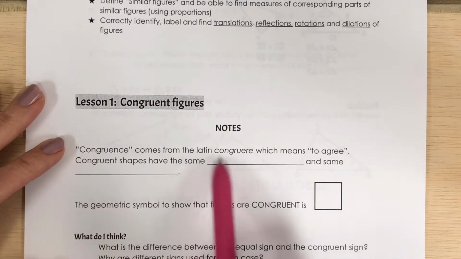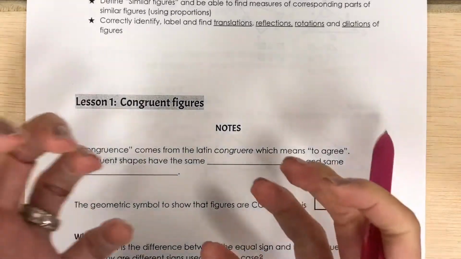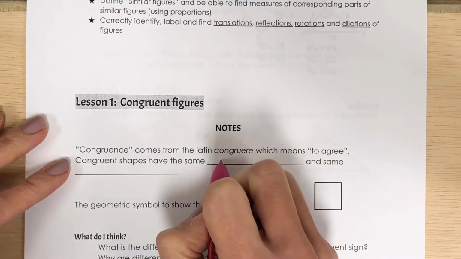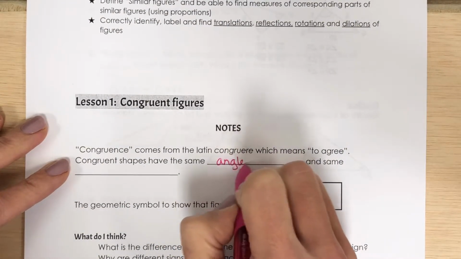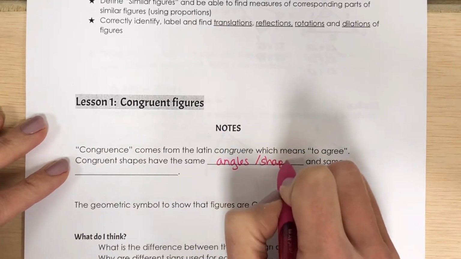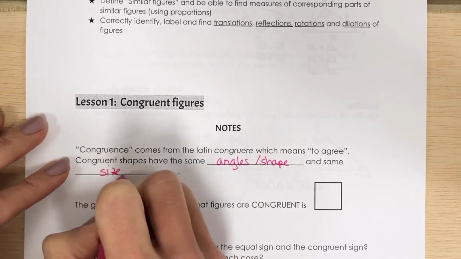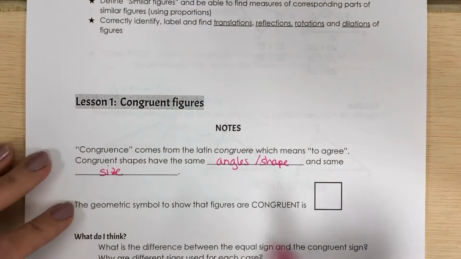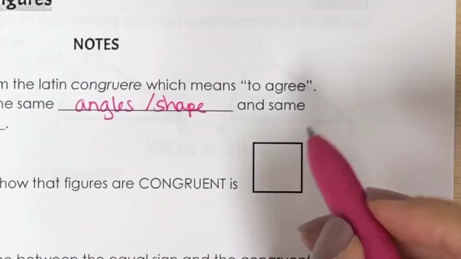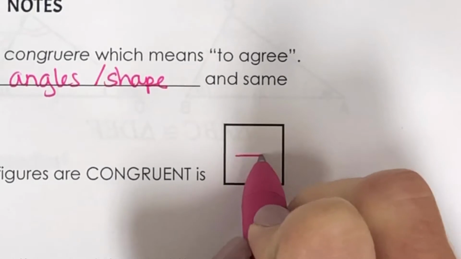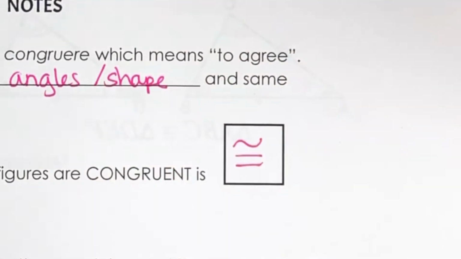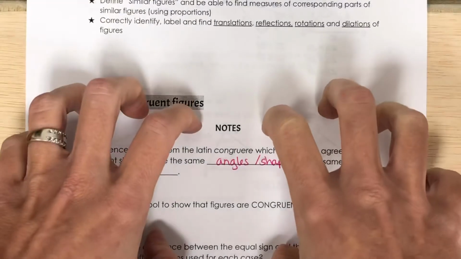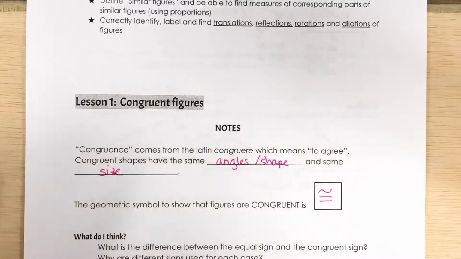These will go pretty quickly. Congruence comes from the Latin word which means to agree. So congruent figures agree with each other. Congruent shapes have the same angles, the same shape, and the same size. They're exactly the same. They might be turned or rotated or flipped, but they're basically the same shape. The geometric symbol to show that figures are congruent looks very much like an equal symbol. It's an equal symbol with a little squiggly thing over it. This is the geometric symbol to show that two shapes are equal rather than that two numbers are equal.